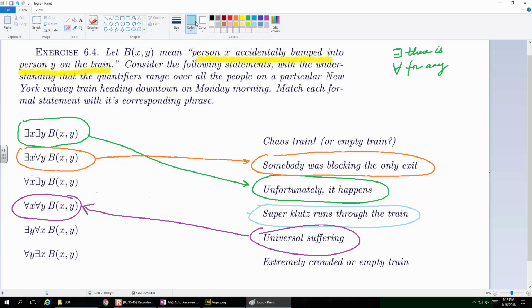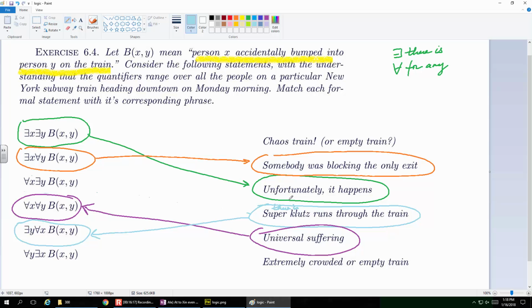So you see that this statement... Come on. These two match, right? Okay. So there is a super klutz. The klutz is the one who bumped into somebody, not vice versa. So that super klutz runs through the train. What does it mean that he is a super klutz? That he bumps into people, and he runs through the whole train, and that's why for any X on the train, that X has been bumped into by the same person.